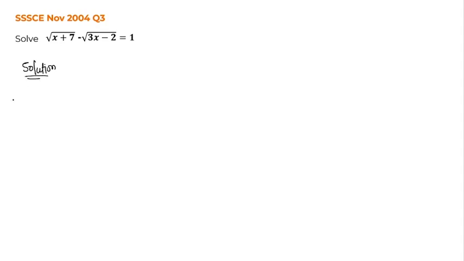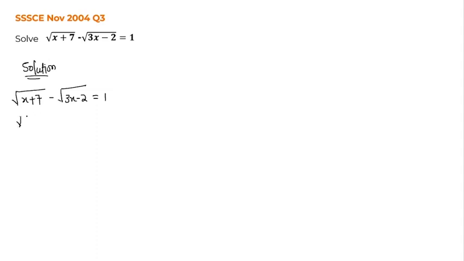Now, when you have a radical equation of this form, we have root x plus 7 minus root 3x minus 2 is equal to 1. The first thing you want to do is to rearrange this equation. You rearrange it by sending the second root sign to the other side of the equal to sign before squaring, so that it makes your expansion very easy for you.